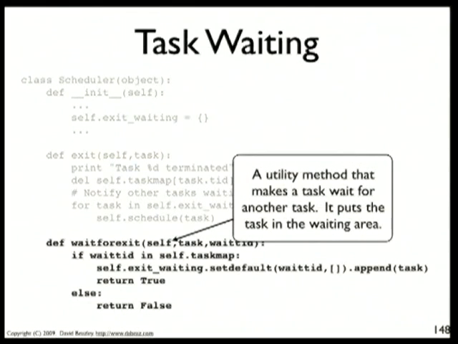And then I have another method, which is the wait operation. If you're waiting for a task, you're going to do a couple of things. One of them is check to see whether the thing you're waiting for has already exited. If it doesn't exist, you just return immediately saying, I didn't see it, so it's probably dead already. Otherwise, you put yourself into that waiting area.